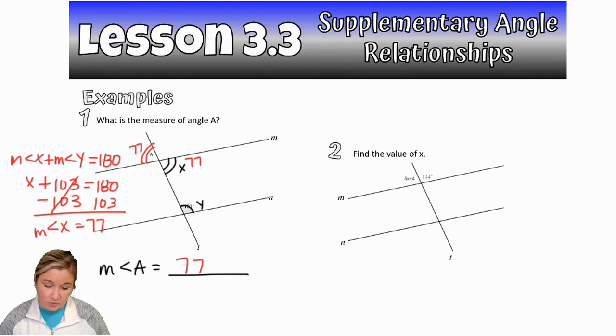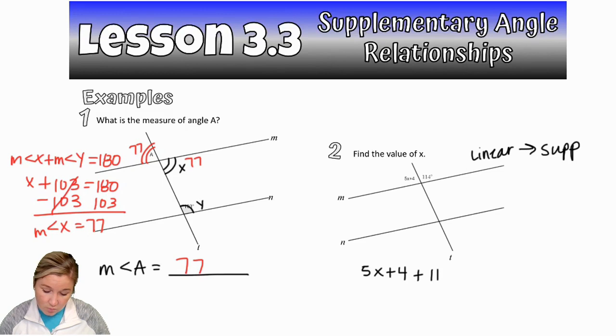Let's look at this pair here. We're going to find the value of X. We're not trying to find the measurement of an angle, we're just trying to find X. These two are going to be a linear pair. Remember that a linear pair is supplementary, so they're going to add up to be 180. So I know that 5X plus 4 plus 114 is going to be equal to 180 degrees.